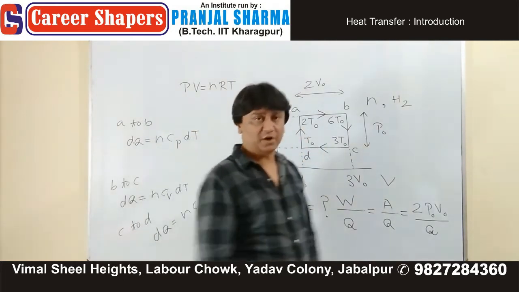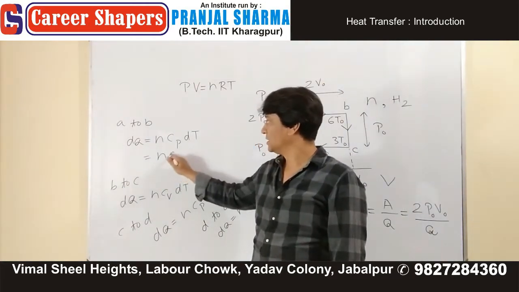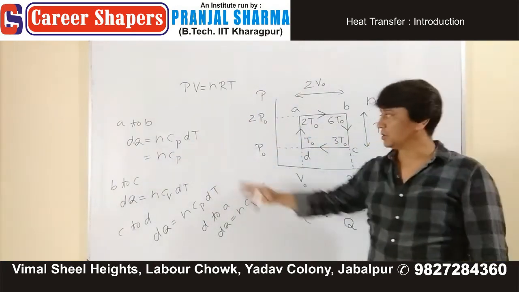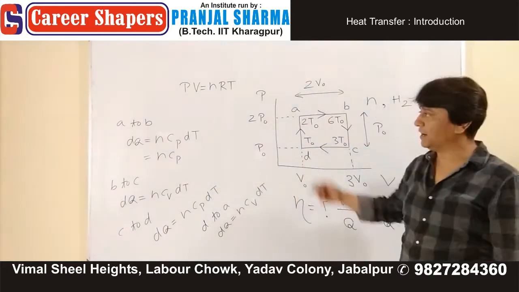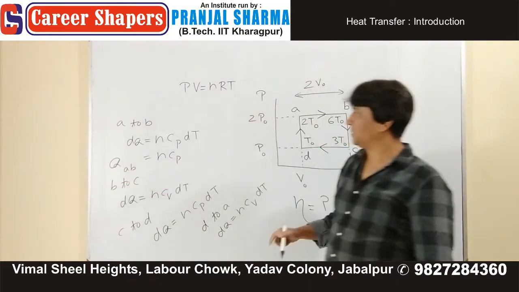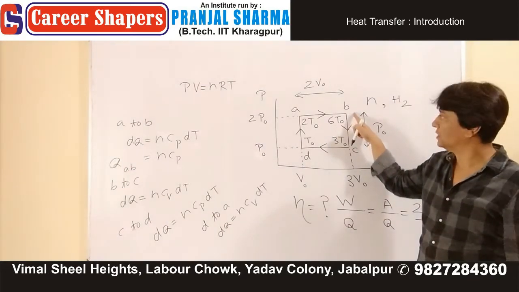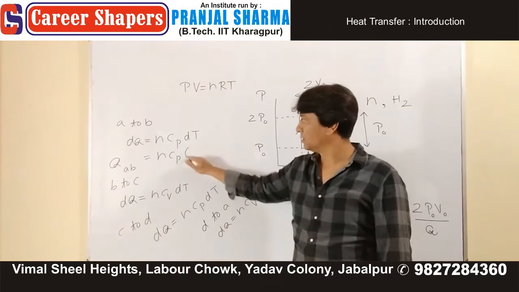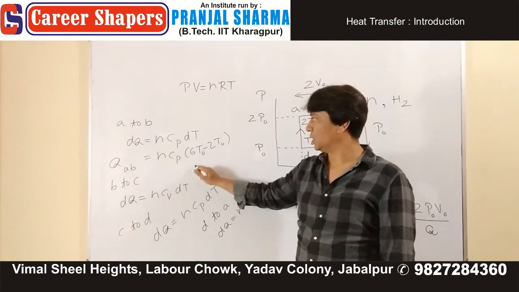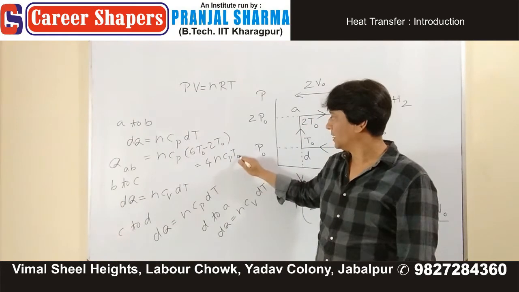Once you find temperature at each and every point, now look at this first thing, n Cp dT, direct integration, because n Cp is constant. So you are finding heat supplied from A to B. Q_AB is n Cp times dT. What is dT? T final minus T initial. 6 T naught minus 2 T naught. This gives you 4 n Cp T naught.